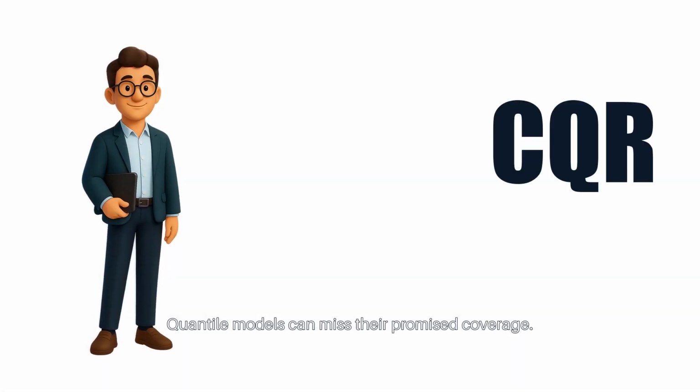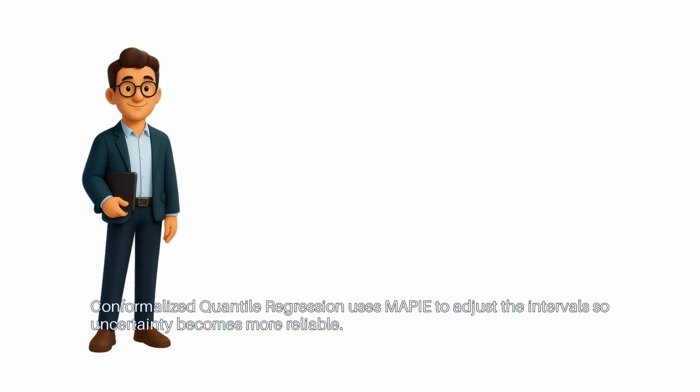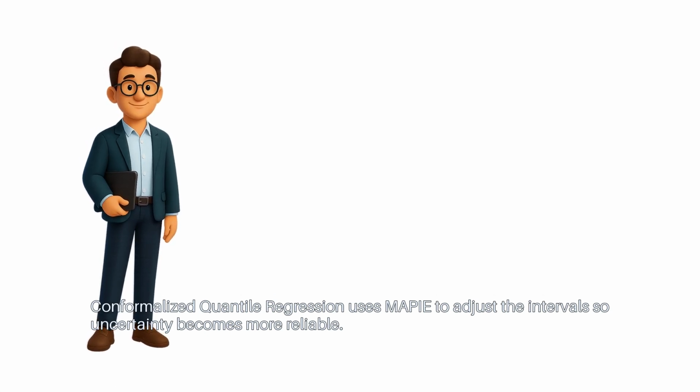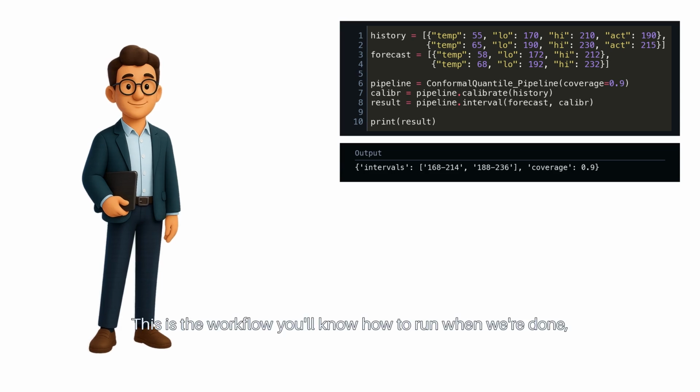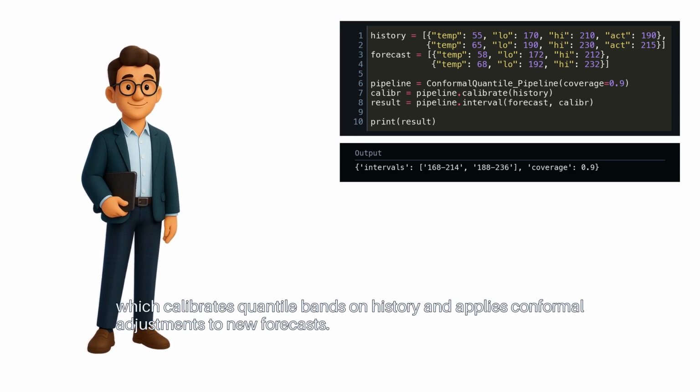Quantile models can miss their promised coverage. Conformalized quantile regression uses MAPIE to adjust the intervals so uncertainty becomes more reliable. This is the workflow you'll know how to run when we're done, which calibrates quantile bands on history and applies conformal adjustments to new forecasts.